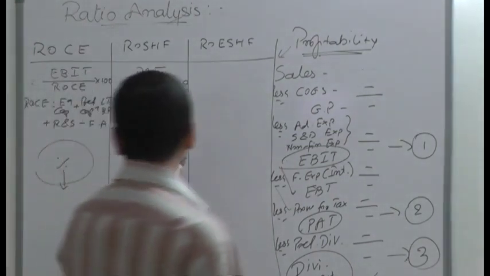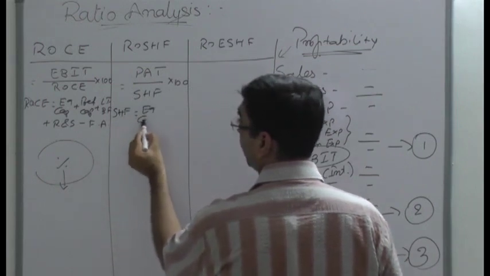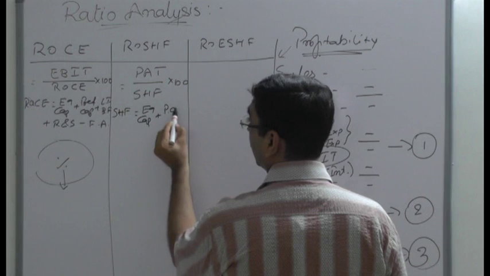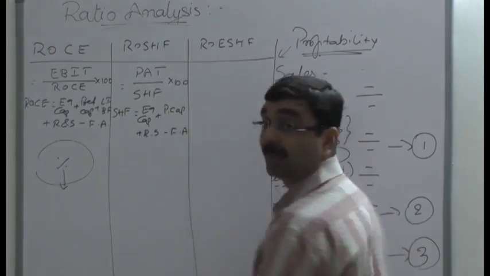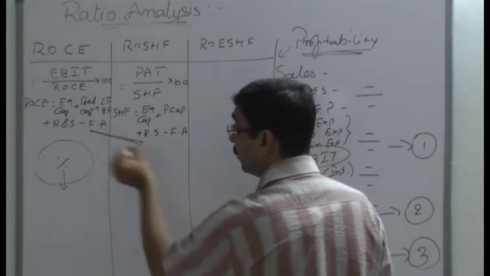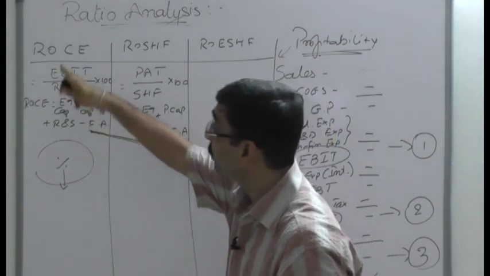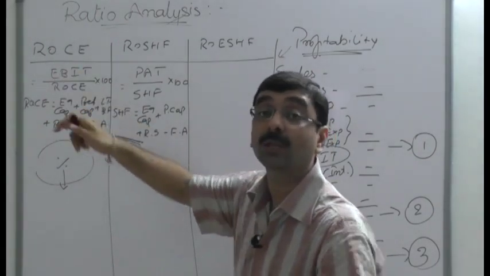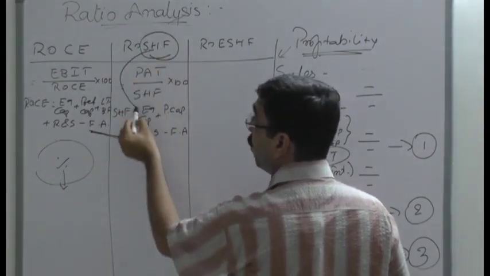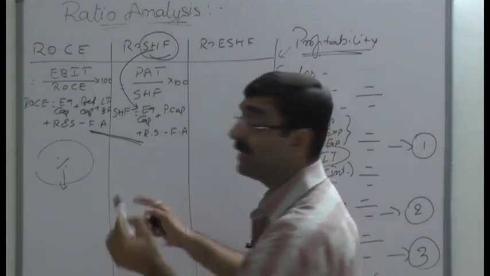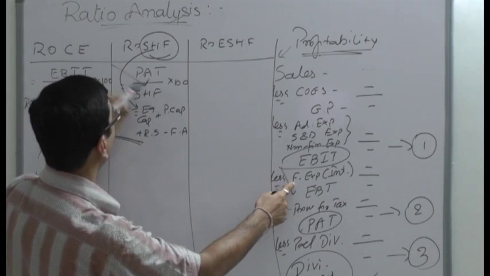Here, the shareholders fund formula is equity capital plus preference capital plus reserves and surplus minus fictitious assets. Now compare these two formulas. In case of ROCE, return on capital employed, we consider long-term borrowed funds, that means the total amount of funds. But in case of shareholders fund, we consider only ownership funds. And that's why interest is deducted from your profitability.